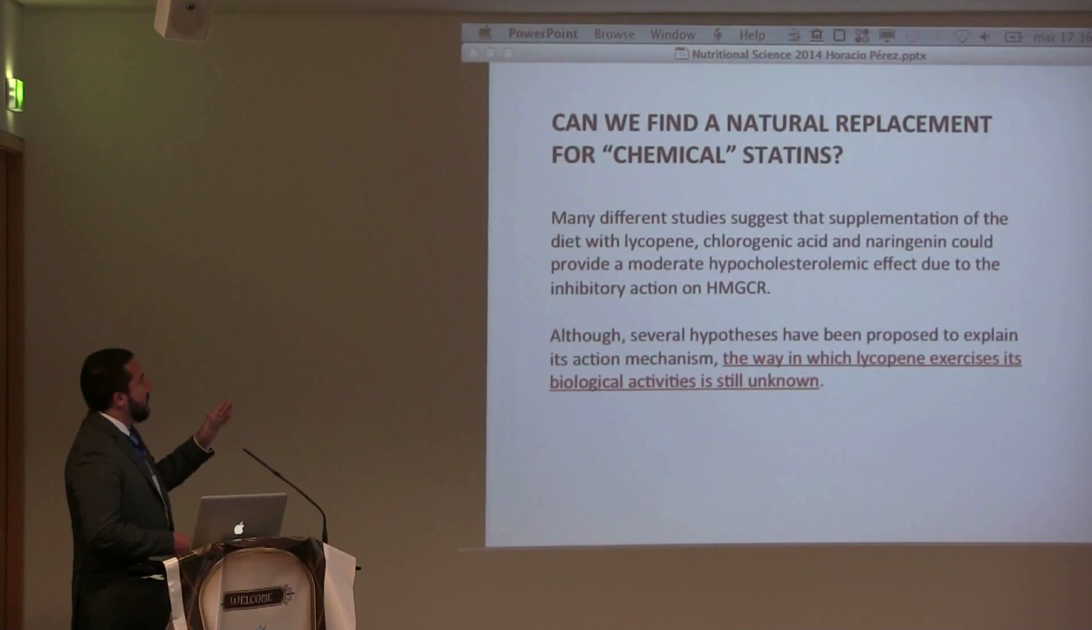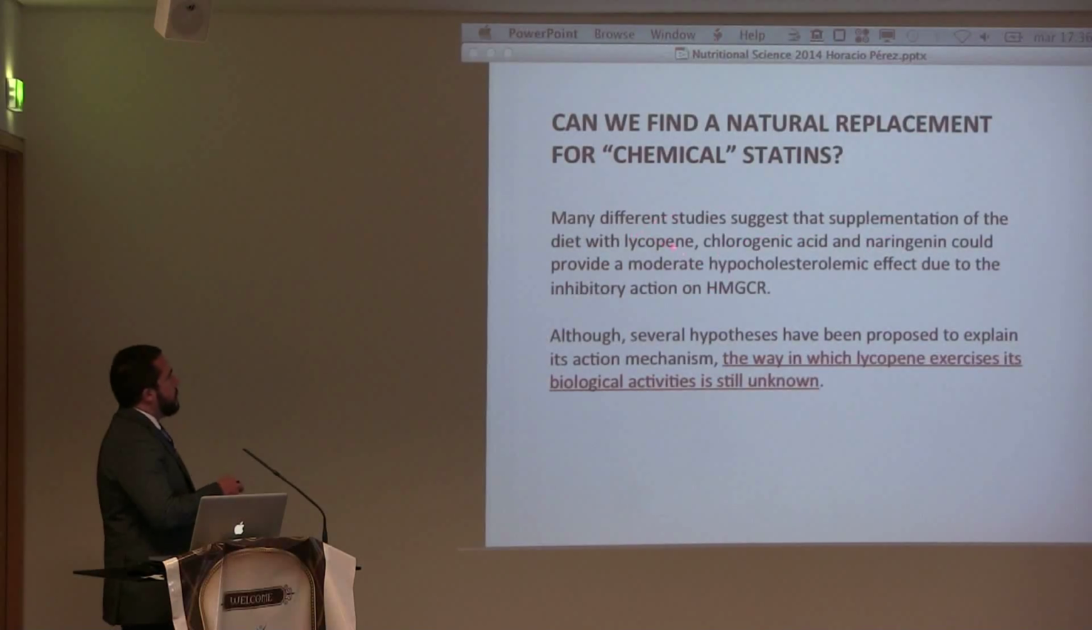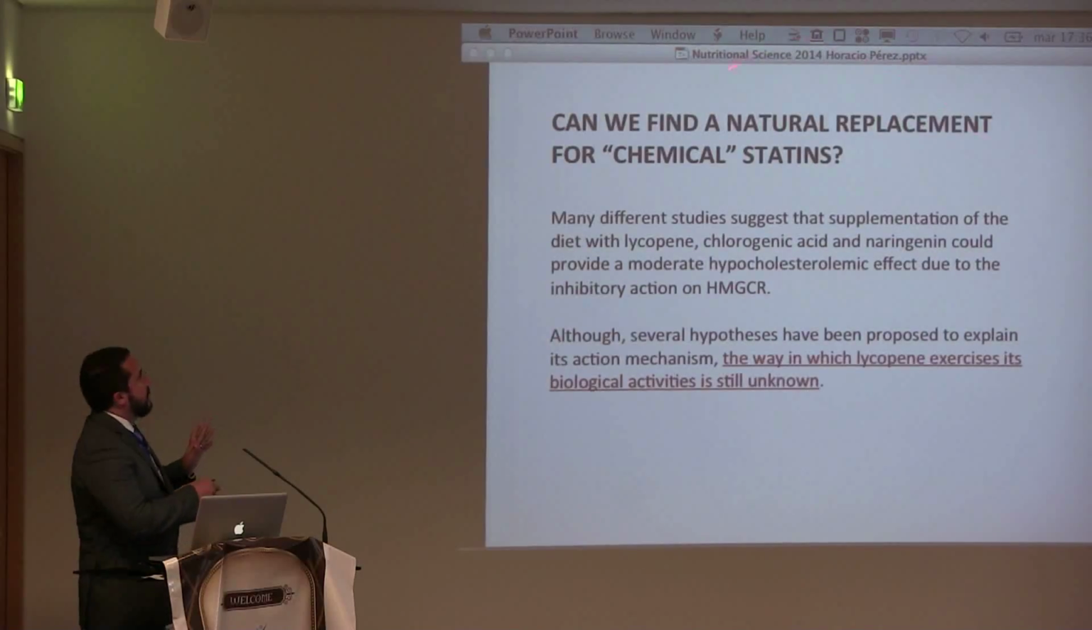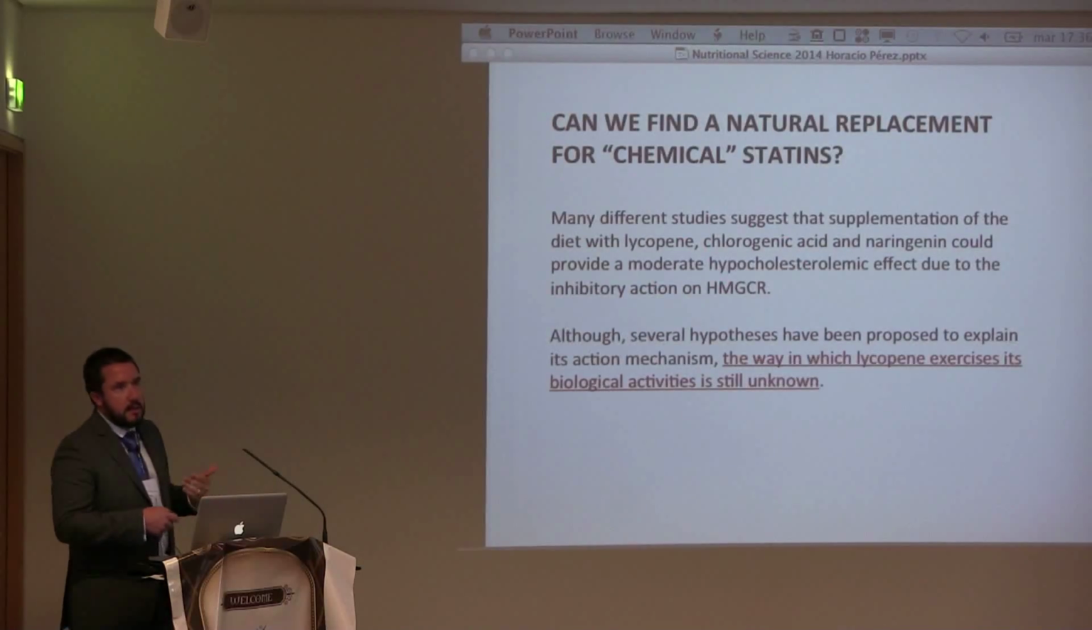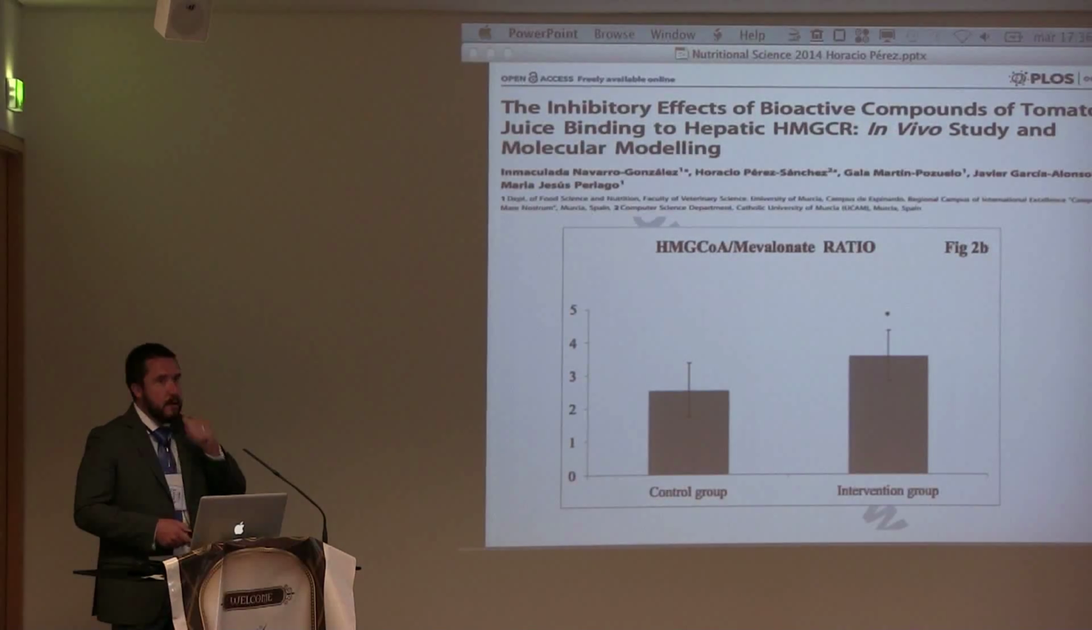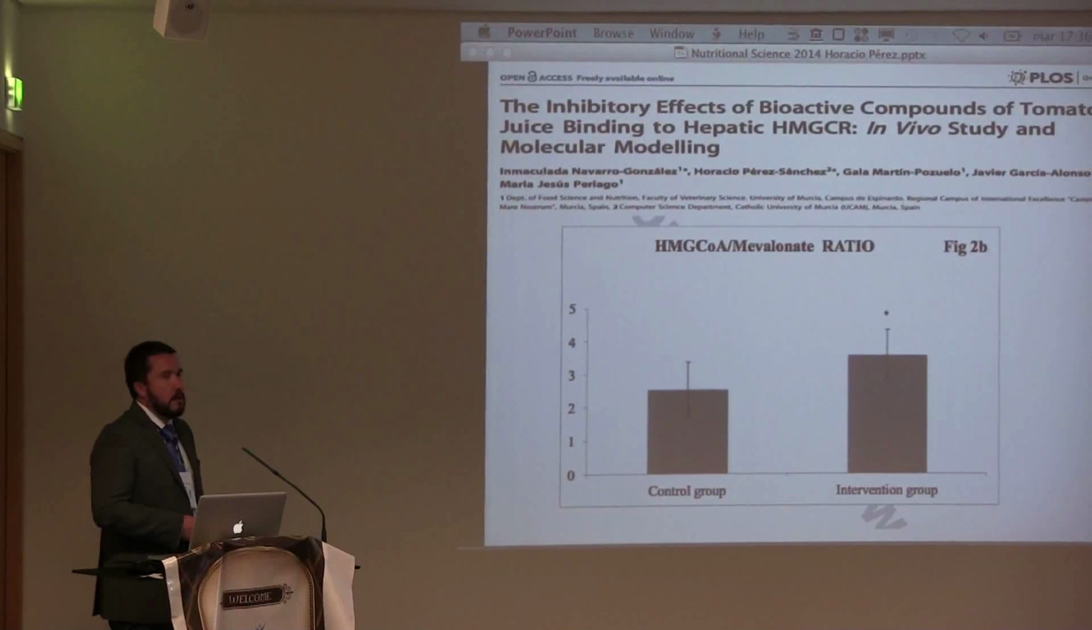This is the situation we had at the beginning. We know that compounds present in tomato, such as lycopene, chlorogenic acid, and naringenin, provide a moderate hypocholesterolemic effect due to the inhibitory action. So can we change from the previous chemical statins to these compounds? Yes, there is evidence in the literature. But why? What is the mechanism? Well, we are going to give you some answer.